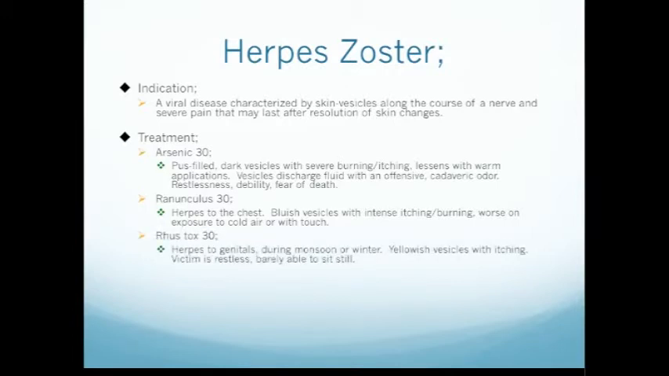Rhus tox 30 is good for herpes to the genitals during monsoon or winter. Yellowish vesicles may be present with itching. The victim is restless, barely able to sit still. If the selected medication is not helpful, please consult a physician.